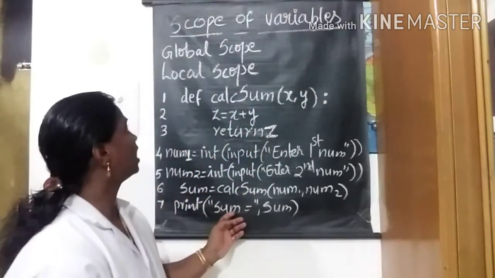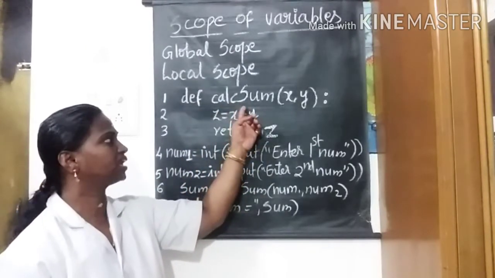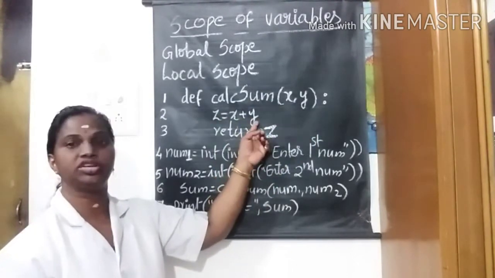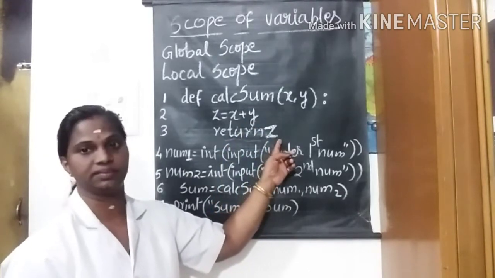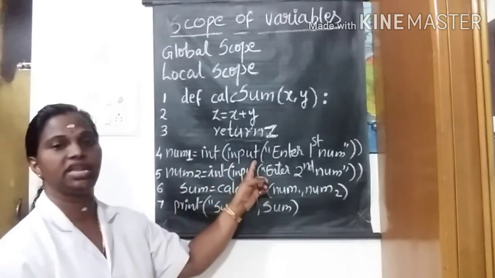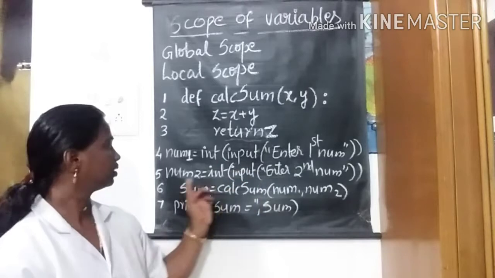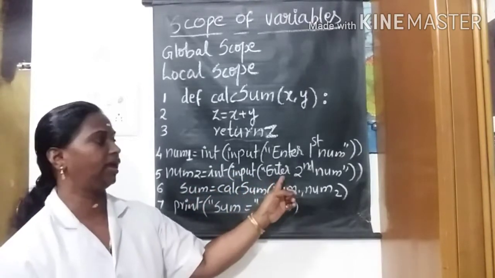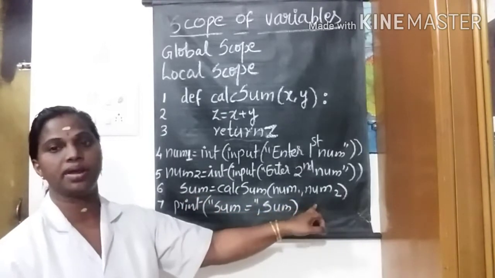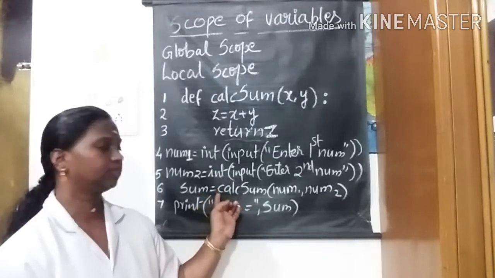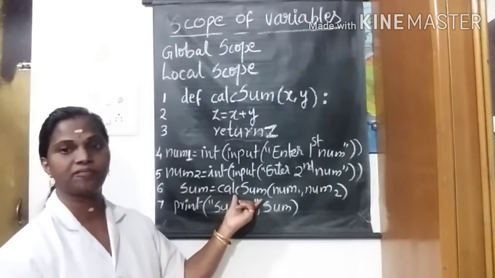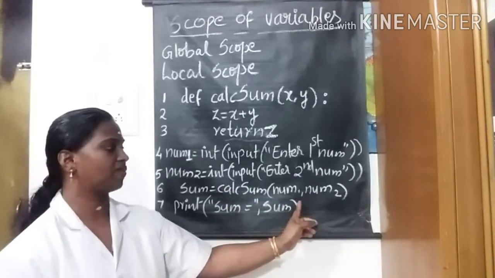See children, here we have an example. def calc sum of x, y. This is the function definition. Then z equal to x plus y, then return z. Then num1 is equal to int input enter first number, num2 is equal to int input enter second number, sum is equal to calc sum of num1 comma num2. Here is a function call statement. It calls the calc sum function by passing two parameters num1 and num2.